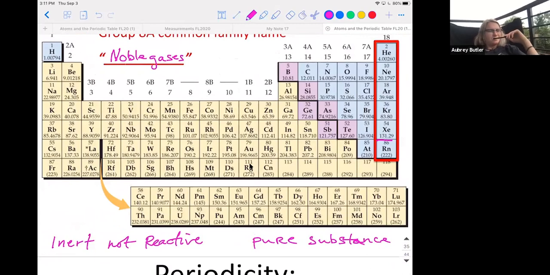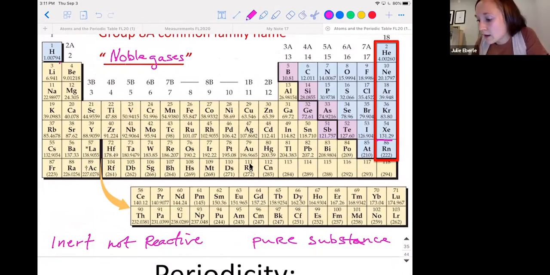They're in the same group. They're all group 1. All those elements that were at the top of each peak are all group 1.